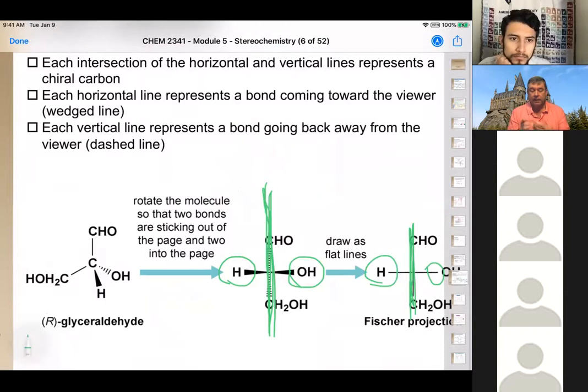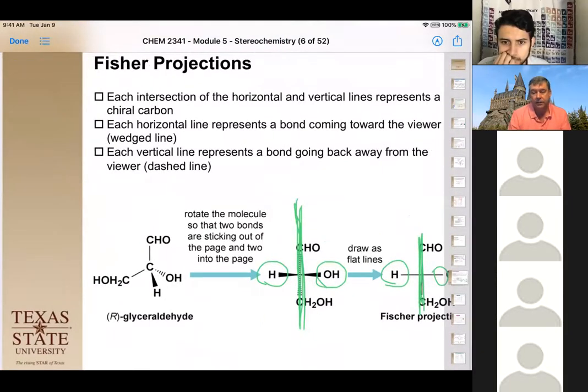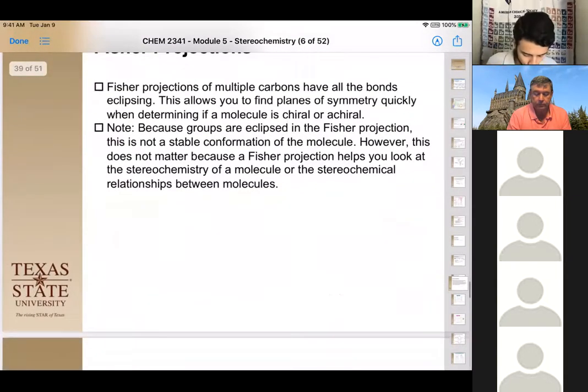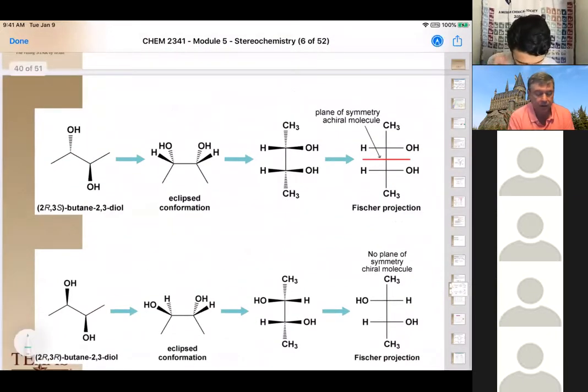So because of that wedge structure, we can simplify it in that Fischer projection because we do it the exact same way every time. Everything in that vertical is going backwards. Everything sticking out horizontally is coming out at us, okay? So that means we can draw these very complex molecules in a correct Fischer projection and know exactly what each stereo center is, okay? So let's do a conversion of this diol compound right here into a Fischer projection, okay?